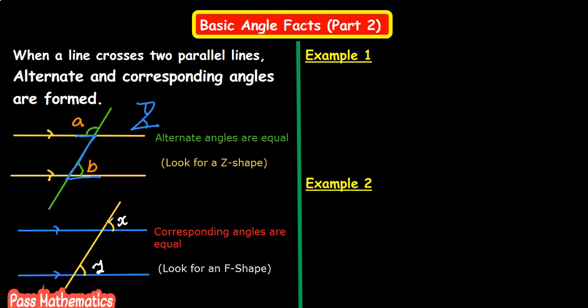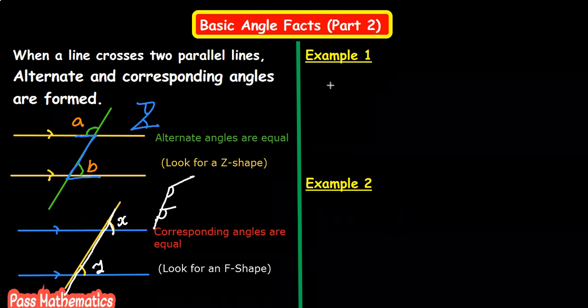So what you need to look for to be able to identify this easily is an F shape. Look for an F shape. So this is the F shape here. It looks like an F shape. So this and this and this. So the angle here is corresponding to the one here. So this is how to find corresponding angles. Let's take two examples to explain this for better understanding.